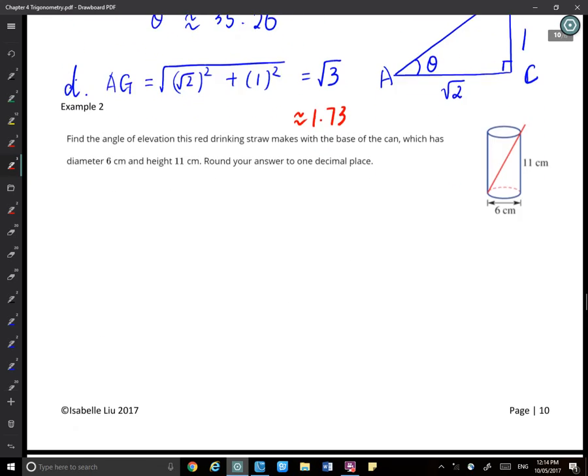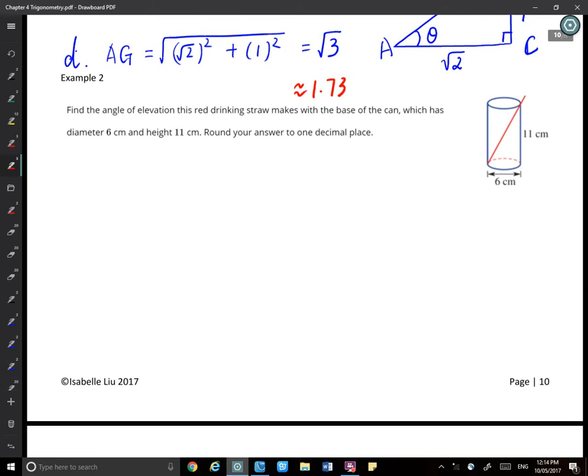Example 2. Find the angle of elevation this red drinking straw makes with the base of the can, which has a diameter of 6 centimeters and a height of 11 centimeters. Round to 1 decimal place.